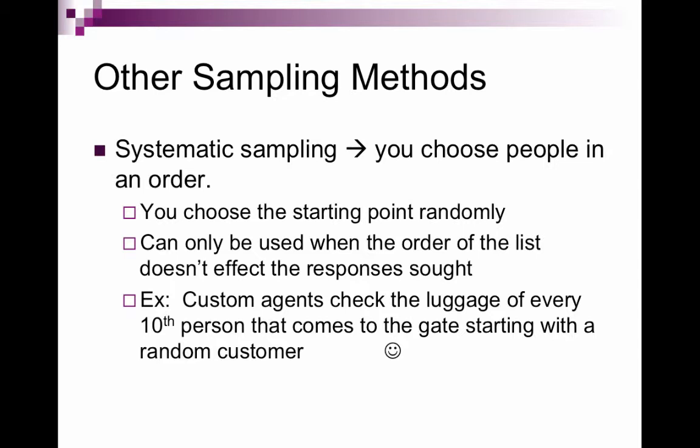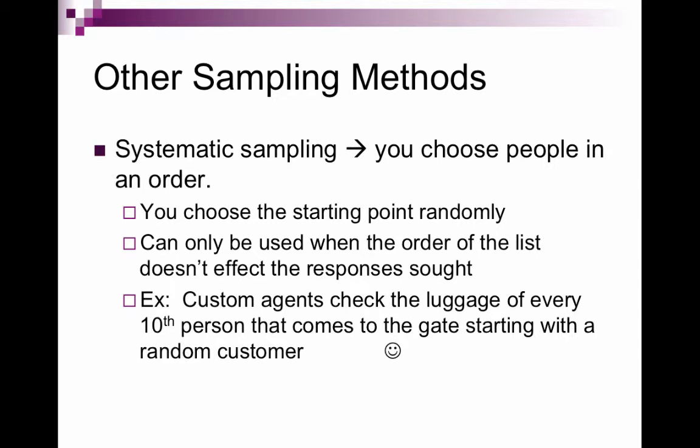You can't just decide to start at the top, because then people whose last name starts with A get chosen more often. The other thing is that when you're using a systematic sampling method, you have to make sure that the order doesn't matter. So if the order that the people are listed in will affect the responses, then using this method does not work.